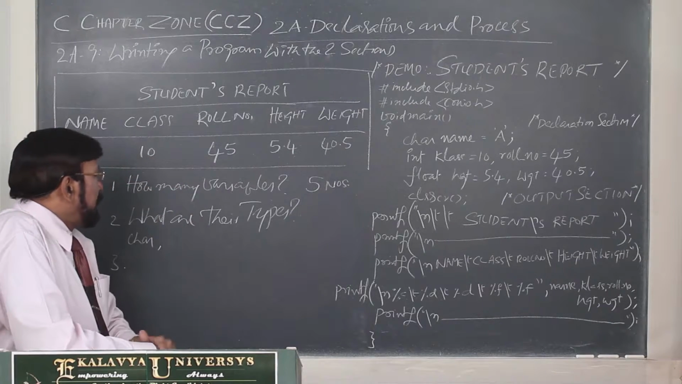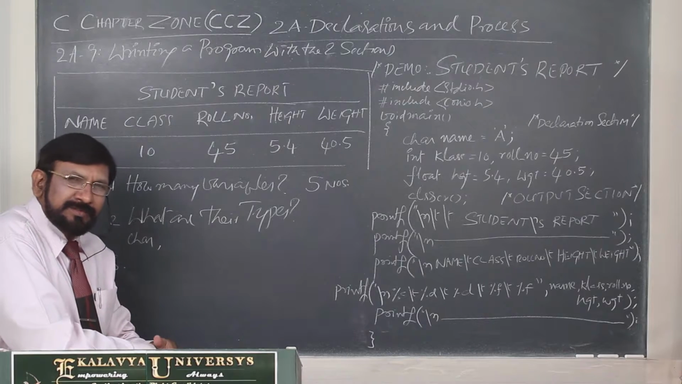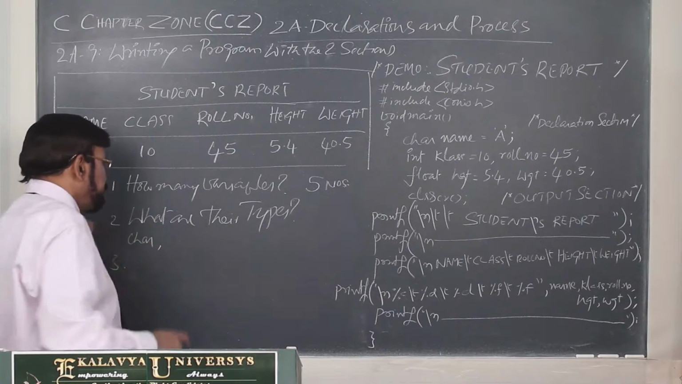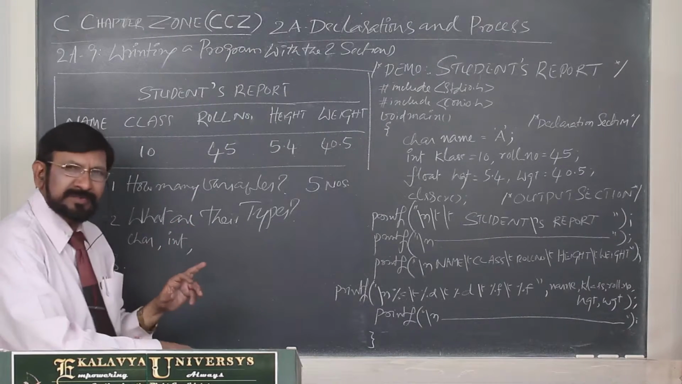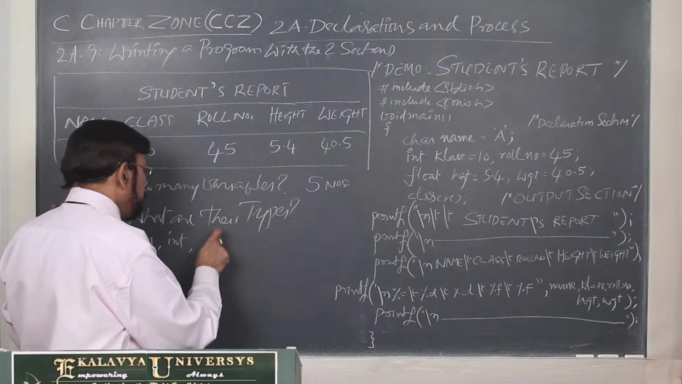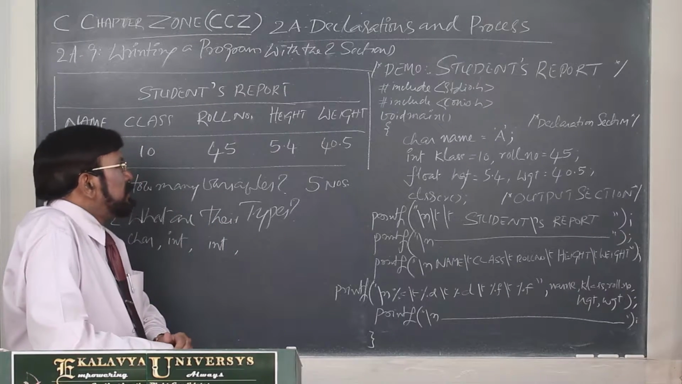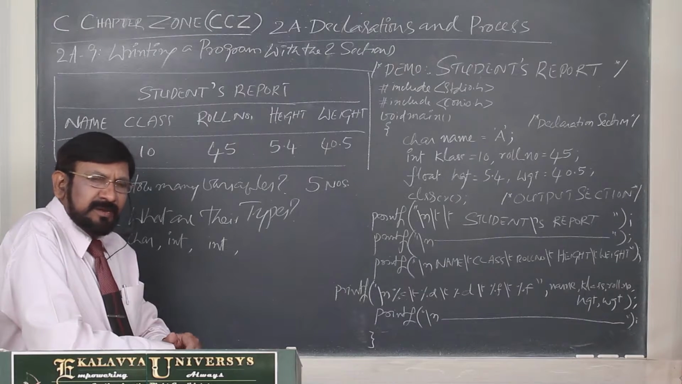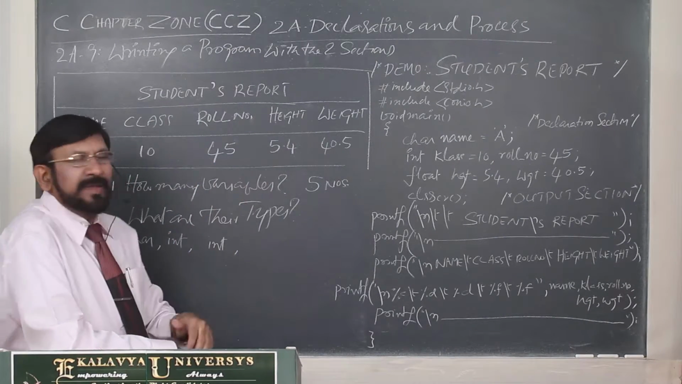Next one, number. What is that? Class number. Class number obviously always it is integer, because it is a whole number: 10th class, 11th class, 9th class, 12th class, etc. Thereafter, roll number, that is also int. Roll number is always a whole number, because there is no 45.5, 5.6 like that. Always a whole number. That's why it is also int.